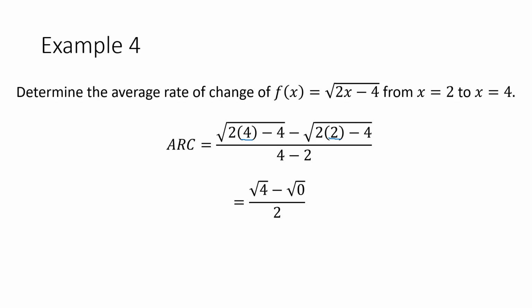So it looks like inside there, 4 times 2 is 8. 8 minus 4 becomes 4, and so we have the square root of 4 for the first one. 2 times 2 is 4, minus 4 leaves 0. On the bottom, 4 minus 2 is 2. So this one works out nicely because the square root of 4 and the square root of 0 are whole numbers. It doesn't necessarily always happen, but in this case it's pretty nice, right? We get 2 minus 0 on top, so we end up with 2 over 2 for an average rate of change of positive 1.